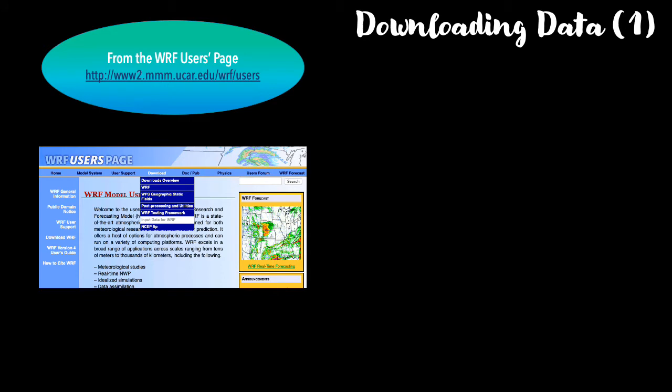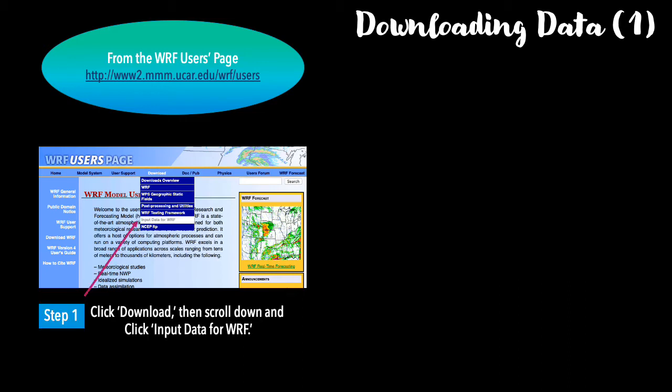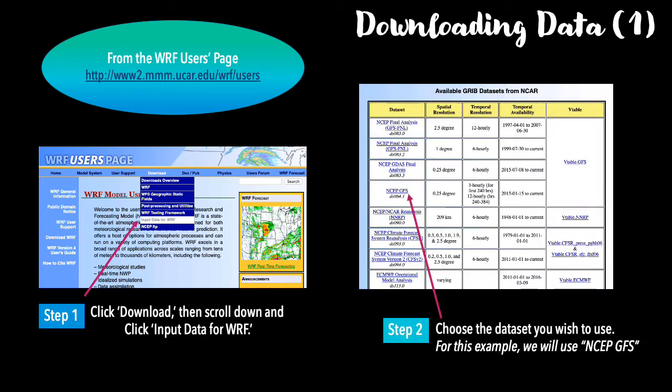Okay, now I'll walk you through an example of downloading input data, starting from our WRF user's website, which is listed in the oval at the top left here. If you click on Download in the taskbar at the top of the website, you'll be given additional options. Click on Input Data for WRF. You'll then be taken to this page, which provides many of the same sources I listed on the previous few slides. For this example, we are going to choose the NCEP GFS, which has a spatial resolution of 0.25 degrees.